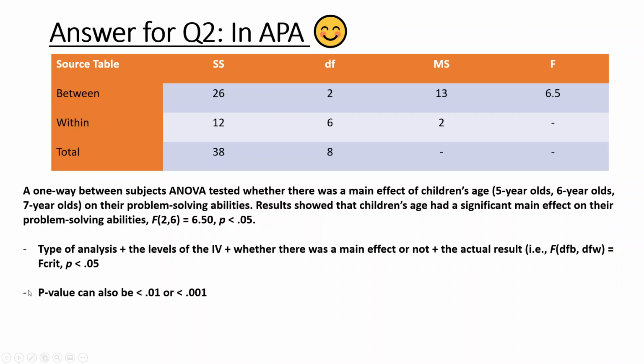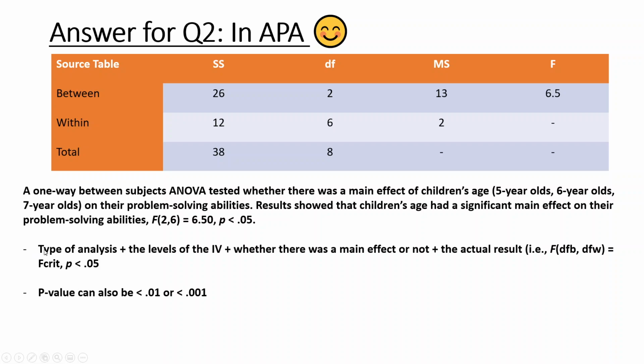A one-way between subject ANOVA tested whether there was a main effect of children's age, and then we give the three groups, or all of the groups that were tested, on their problem-solving abilities. Results showed that children's age had a significant main effect on their problem-solving abilities. And then we have our F statistic here, italicized. We have our degrees of freedom between and our degrees of freedom within in parentheses. We have our observed statistic here, 6.5, and then p is less than 0.05. That's the alpha we were using.